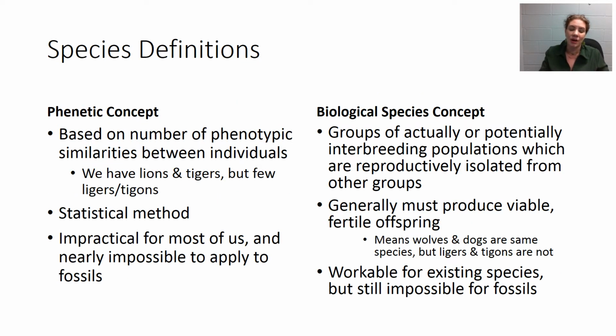So we need something that's easier to apply, something that's inherently simpler. And that brings us to our other two main concepts for species definitions. One of these is the phenetic species concept, and this is really technically a statistical method. It's based on the number of similarities between individuals. So this is kind of how we naturally tend to group things, in my opinion. We know that there are lions, we know that there are tigers, but we don't see that many crossbreeds. We don't see that many ligers or tigons. Yes, there's a difference. We'll come back to that.